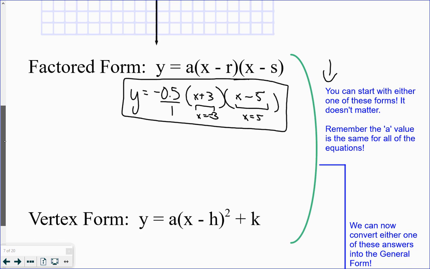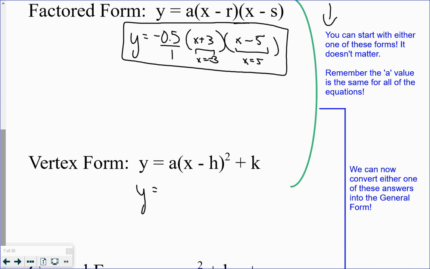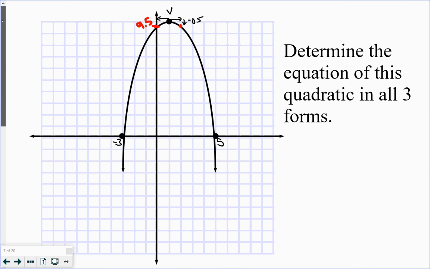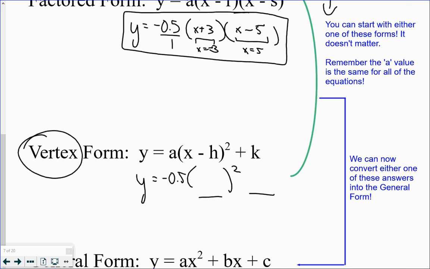So for vertex form now, I'm just going to keep the -0.5. And I have to figure out the other part. Vertex form means we have to go from the vertex. So right here, my vertex went 1 to the right and 10 up. So 1 to the right is shown inside the bracket, and 10 up is shown on the end. So 1 to the right, we write it as x minus 1, and 10 up, we write it as plus 10.